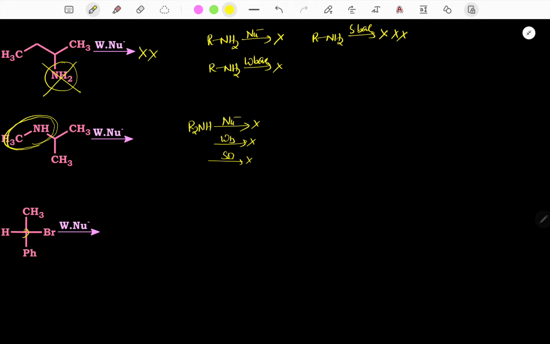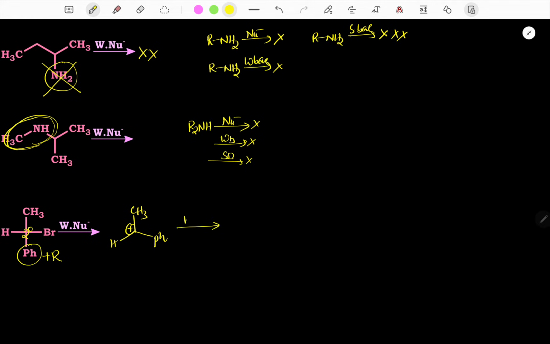It is a secondary carbon, and of course an R group is also present. So first we remove the leaving group and write the corresponding carbocation, and the carbocation is planar. Now here migration and ring expansion are not possible.